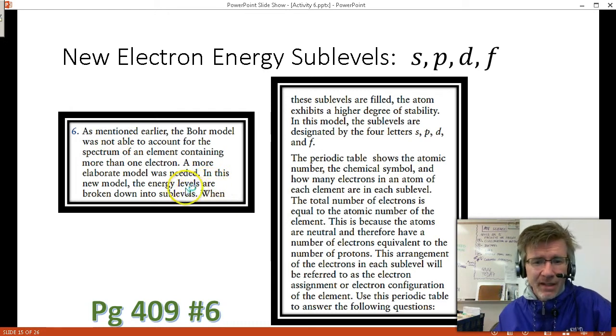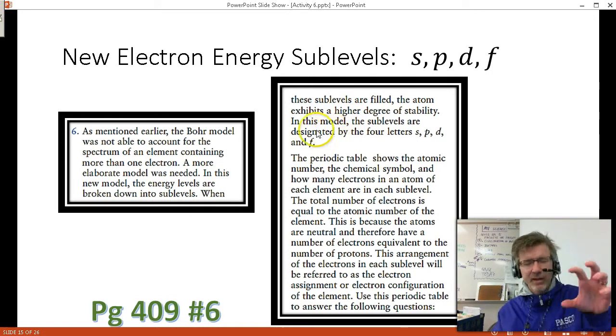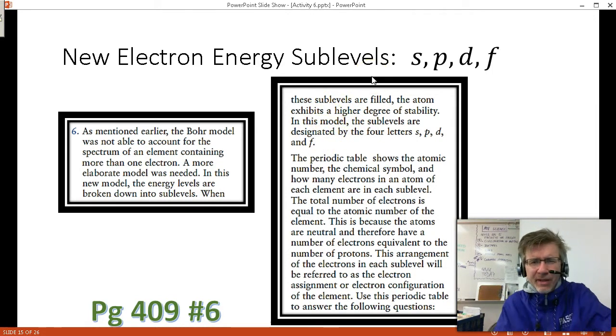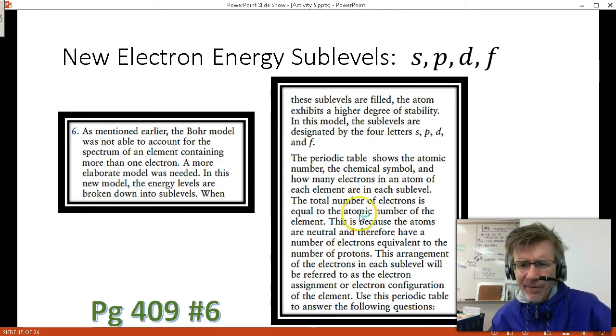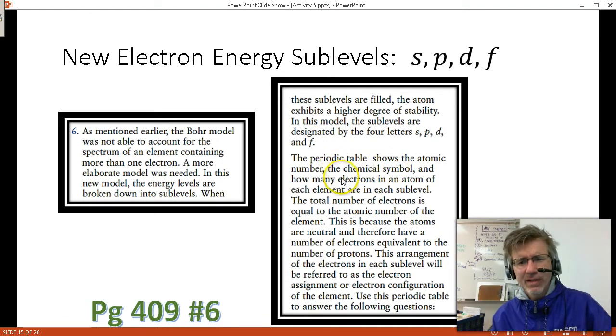In this new model, the energy levels are broken down into sublevels. When these sublevels are filled, that means when we put electrons into, like, think of these as like empty seats at a table that we're putting electrons into. So we're filling those with electrons. As we fill those, the atom exhibits a higher degree of stability. In this model, the sublevels are designated by 4 letters, S, P, D, and F. The periodic table shows the atomic number, the chemical symbol, and how many electrons in an atom.